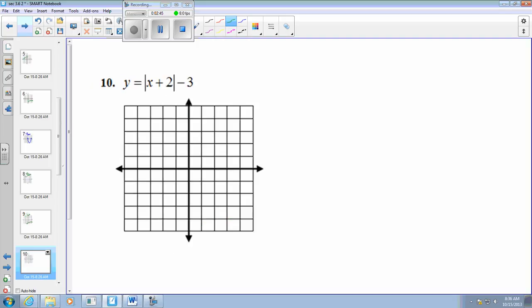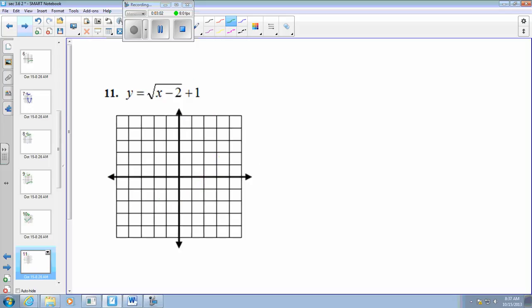Number 10, our vertex for this one is at the opposite of 2, which is at negative 2, negative 3. So negative 2, negative 3 is right there. And since it's an absolute value graph, we're going to have a V.